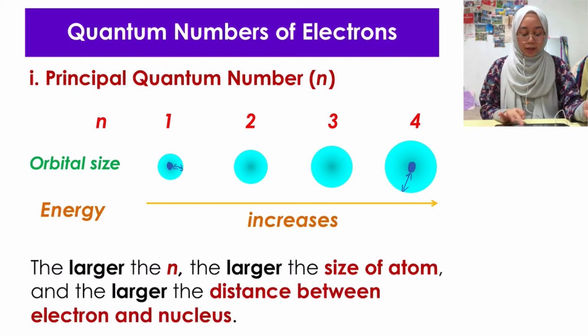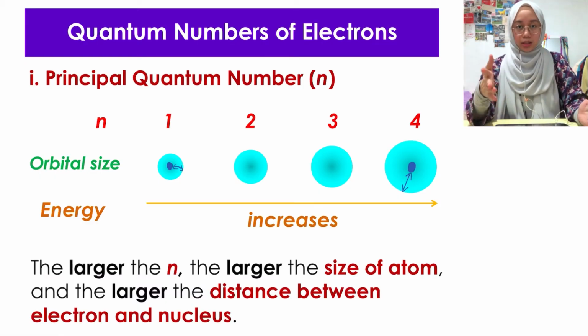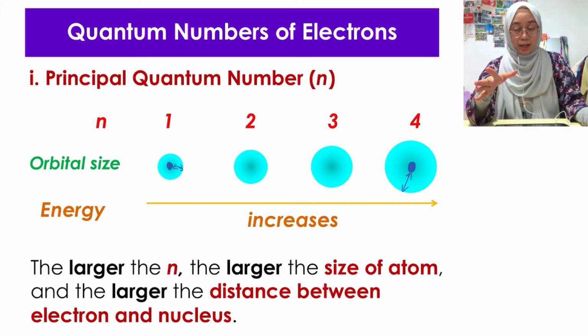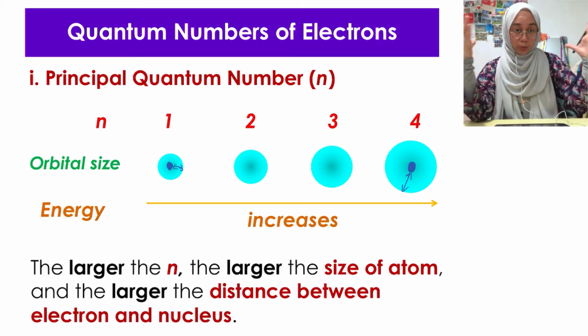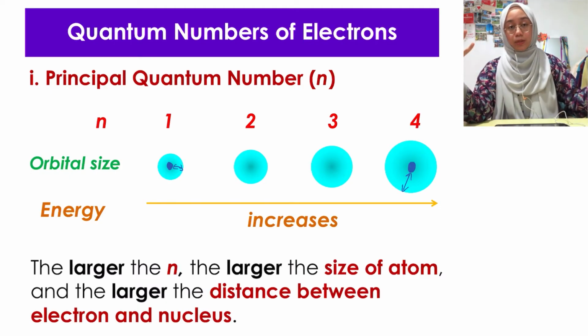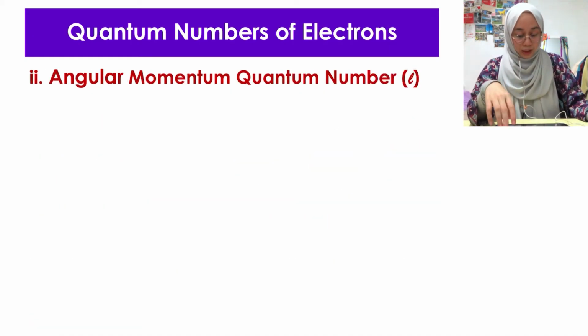So we can also say that the larger the distance between electron and nucleus as the value of n increases. So this is untuk principal quantum number. Dia pasal shell lah, berapa banyak shell yang dia ada. Shell nombor 1, shell nombor 2, shell nombor 3, shell nombor 4. But as the value increases, the size of the orbital becomes larger and the energy also increases. And then next we go to angular momentum quantum number.